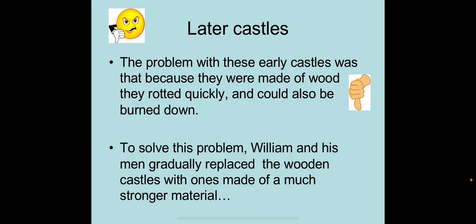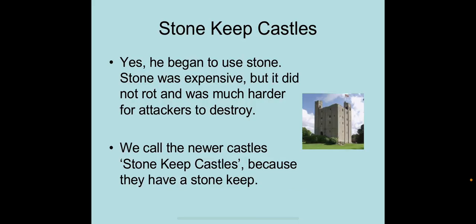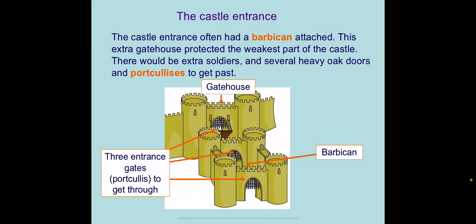So the problem with these early castles was, as I've said, they're made of wood, and to solve this problem, William and his men gradually replaced the wood with things such as stone. Okay, so the replacement of wood by stone can be seen in this picture of a castle in Totnes. So you've still got the Motte and Bailey structure, it still looks very similar, but now there are stone structures within it. These were called stone keep castles. However, stone was really expensive. This was a big negative of stone, but it didn't rot and it was much harder for attackers to destroy. We call the newer castles stone keep castles because they have a stone keep.